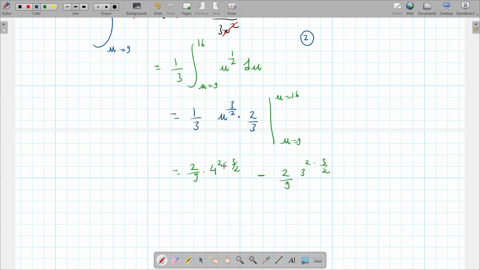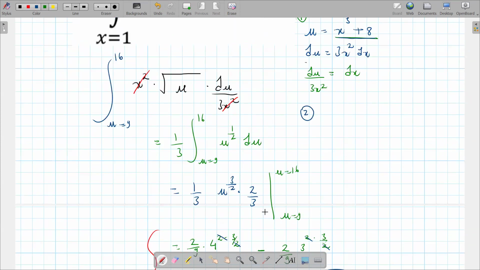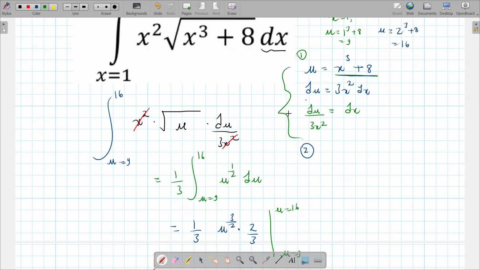So what's the final answer here? This goes away with this, goes away with this. So it's 2 over 9, 64 minus 27. Whatever that is, 37. And that's going to be your final answer. This, you can just plug it in a calculator. But the most important part here is this. Well, it's this, the very first thing that you do.